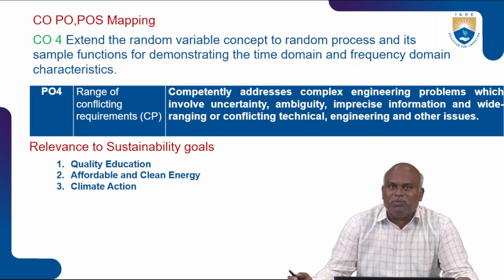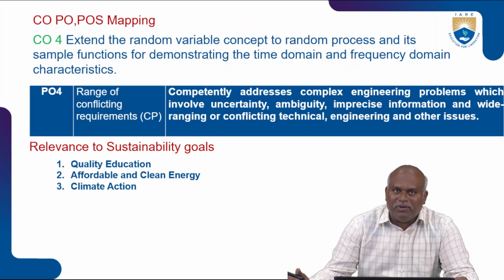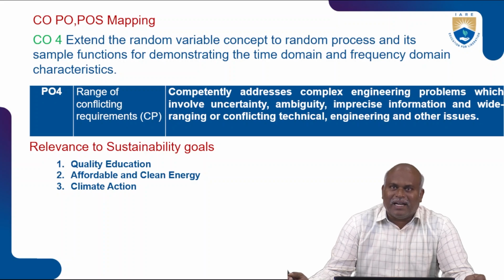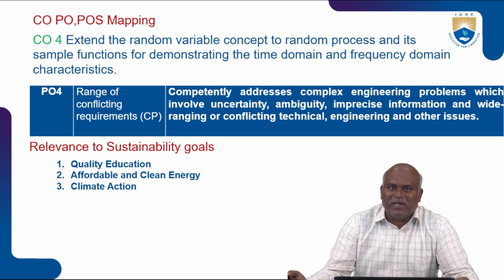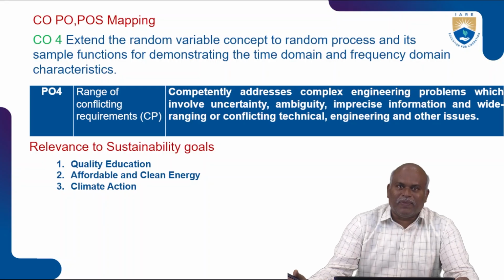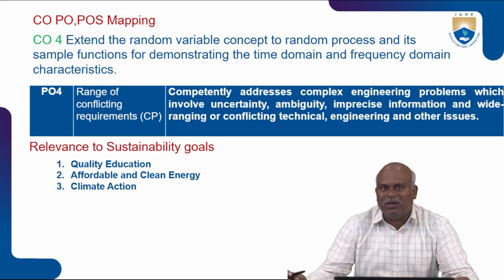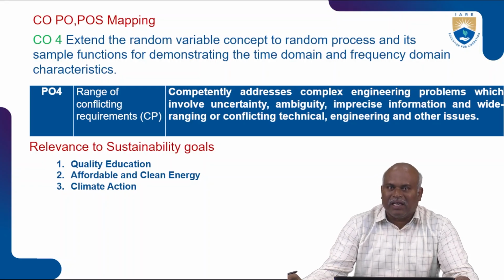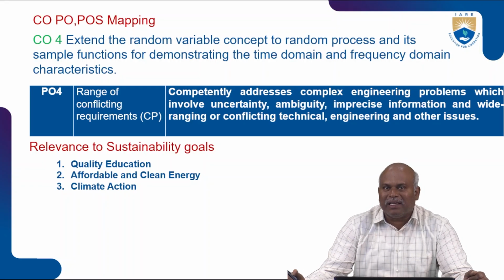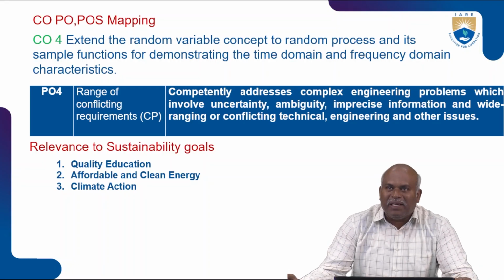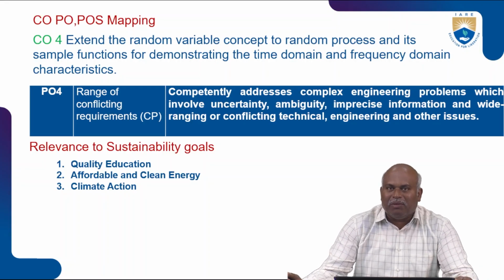This topic maps to CO4, that is, extending the random variable concept to random processes and its sample functions for demonstrating the time domain and frequency domain characteristics. This CO4 is mapped with PO4, which is represented as a range of conflicting requirements. That range of conflicting requirements consists of completely addressed complex engineering problems.